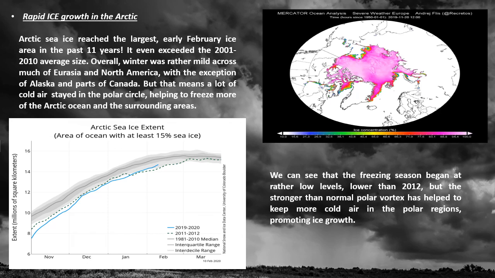We can see the season began at rather low levels, lower than 2012, here in this graph. The dotted dashed line is for 2011-12, and this line is for 2019 to 20. The season began at a lower level than 2011-12, but from mid-January to February, this crossed the 2011-12 mark, and the ice growth was above that. The stronger than normal polar vortex might have helped this formation, maybe. So that's it.